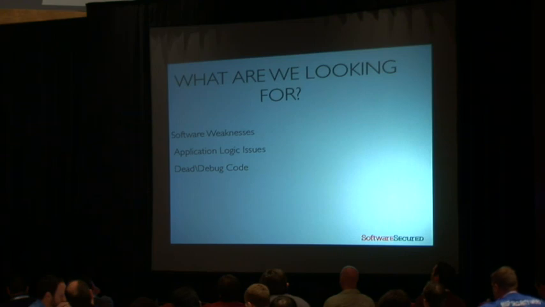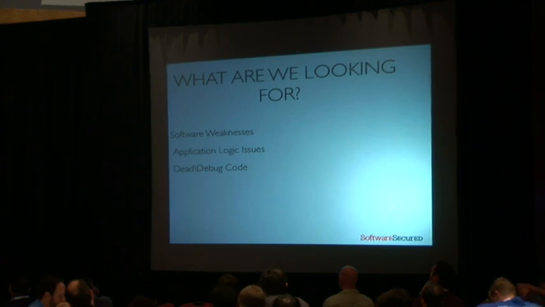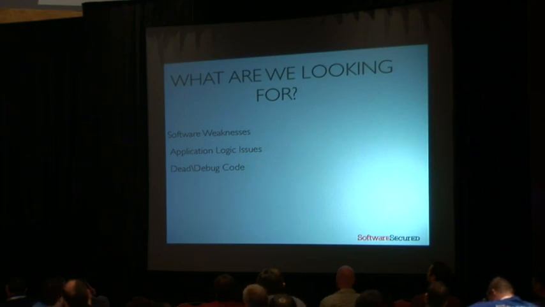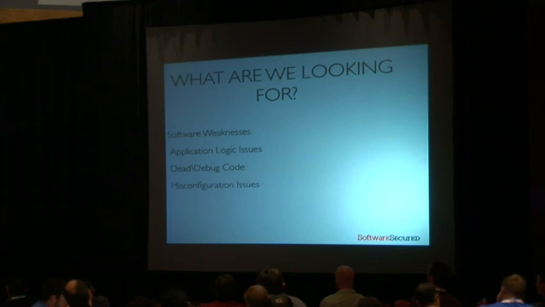Dead and debug code are usually places in the application that are not well attended to. A developer might have started working on a feature, requirements changed, the feature was abandoned, he already submitted the code to SVN, the deployment manager took everything in SVN, put it on production, and there you go, an unfinished feature on production that doesn't have the same security controls, same validation, same things as production code. Misconfiguration issues for obvious reasons.